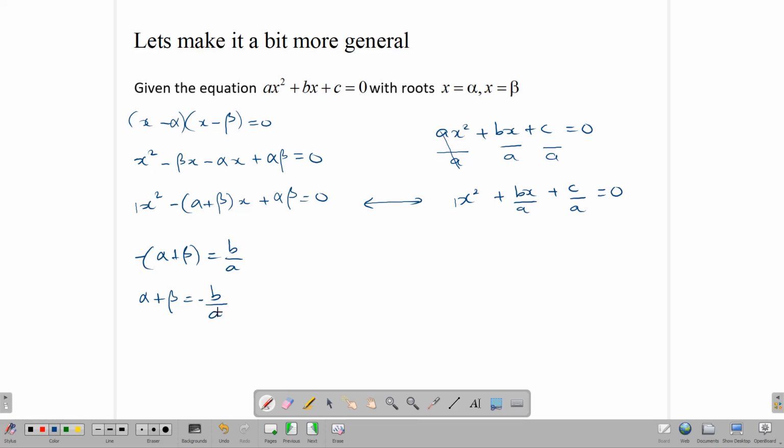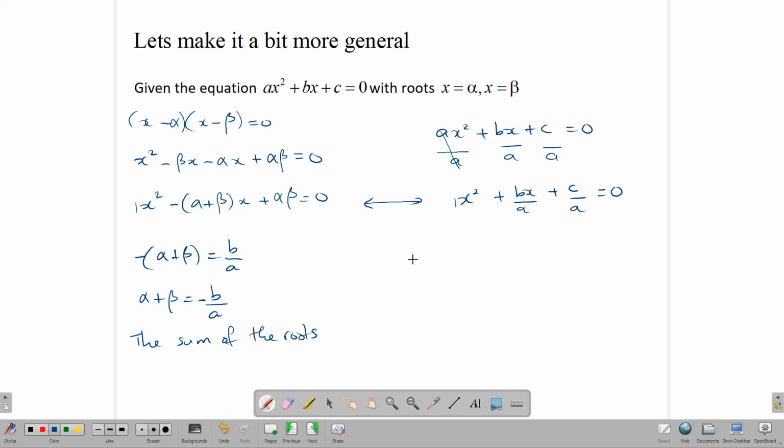And what that is telling us is that the roots, which are alpha and beta, if we add them, alpha plus beta, we get minus b over a. So the sum of the roots of the quadratic equation with roots x equal alpha and x equal beta is given as minus b over a.